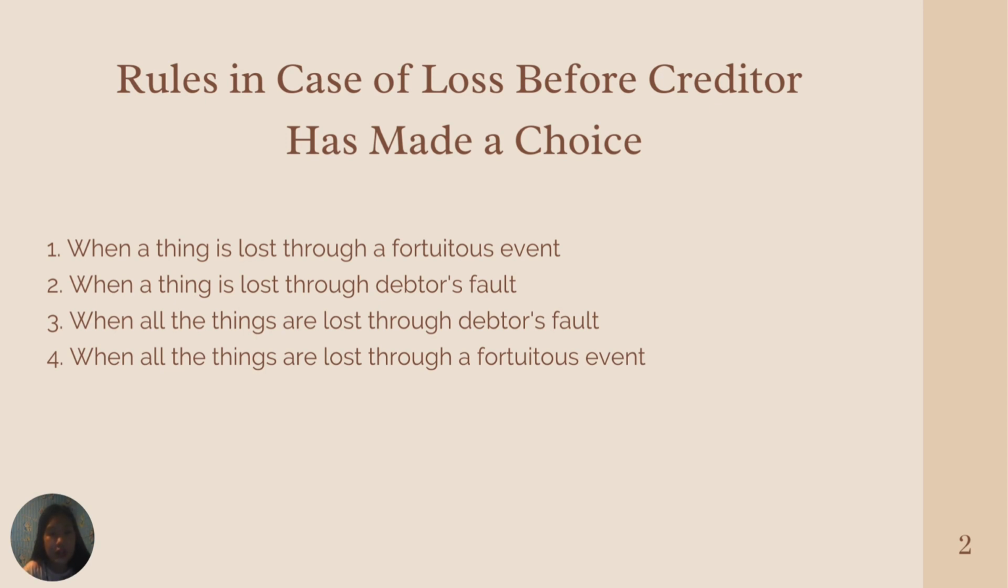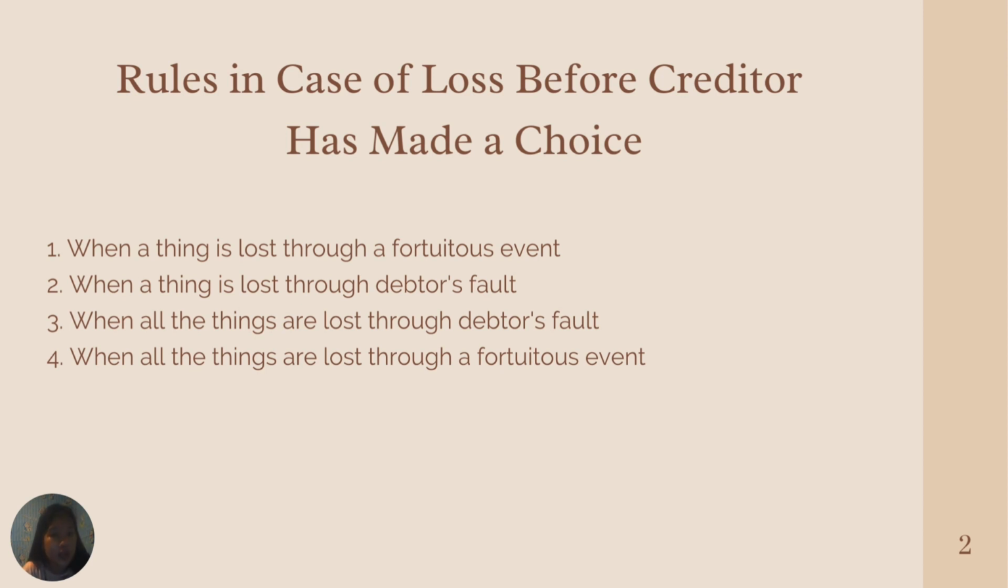Right? So the third is when all the things are lost through the debtor's fault. For example, if all the items are lost through the fault of Mara, then Clara can demand the payment of the price of any one of them with a right to indemnity for damages.